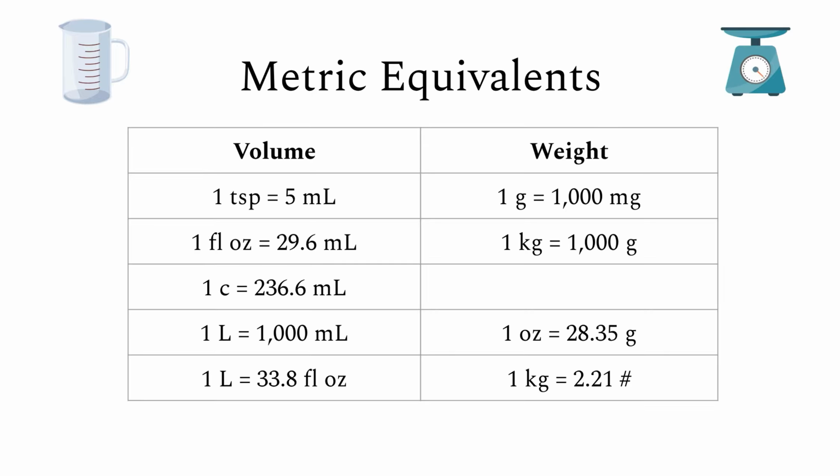Weight: 1 gram is 1,000 milligrams. 1 kilogram is 1,000 grams. 1 ounce is about 28.35 grams, and 1 kilogram is about 2.21 pounds. So we could use these equivalencies to help us convert between the metric system and our US standard system. We will practice that a little bit more on our assignment this week.